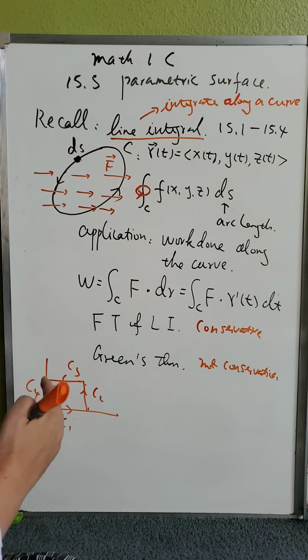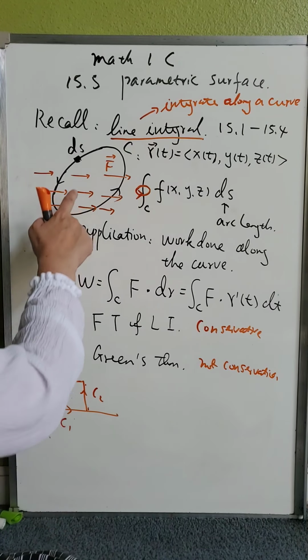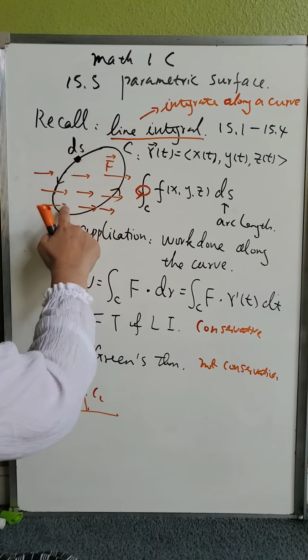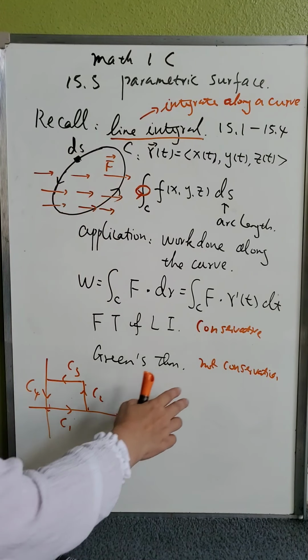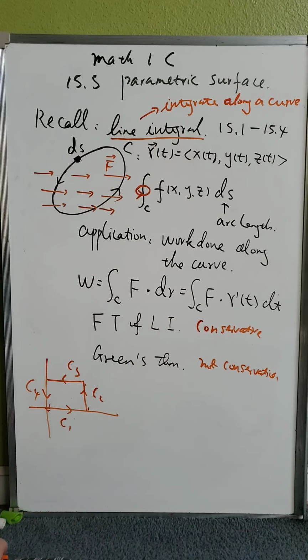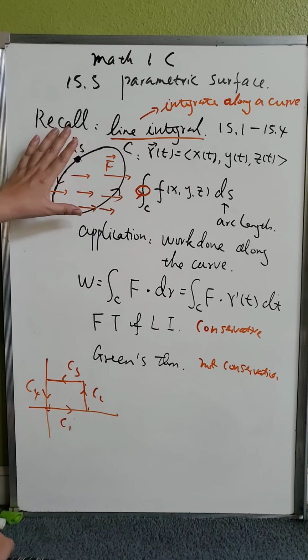So kind of like extreme, okay? So they don't behave the same on every point in the vector field. In that case, it will not be conservative. So that's what we learned in line integral, okay?